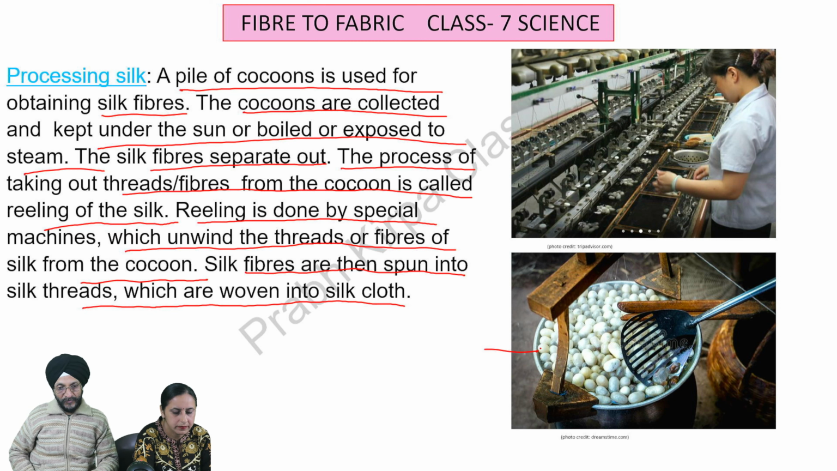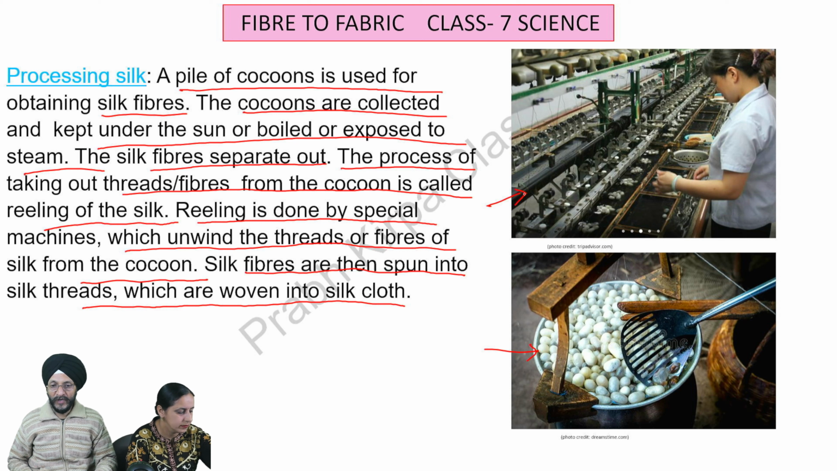In this photograph, silk cloth. You can see that the cocoons are being boiled to get silk from them. In this upper photograph, you can see that the latest machines are being used to unwind the fibers from the cocoons.